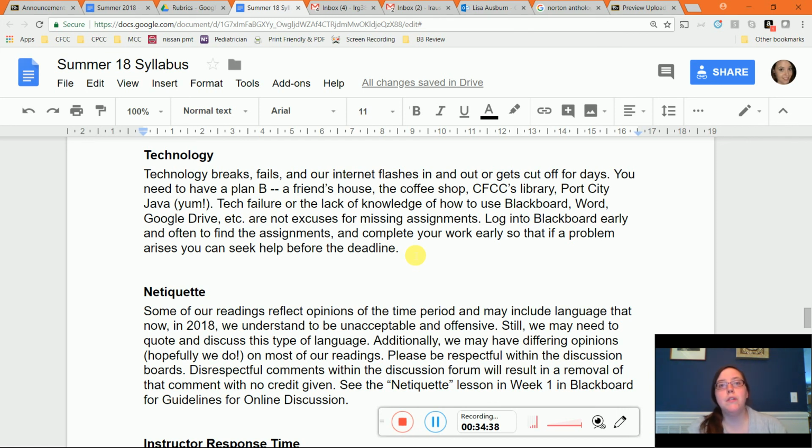If your computer breaks, go to CFCC's library and use one of their computers. Go to the public library and use one of their computers. Find a friend who has a computer that you can use at the last minute. Do all your work in Google Drive so that you don't ever lose it.